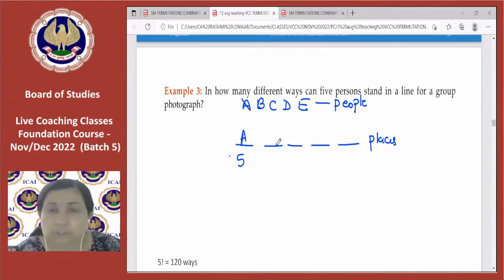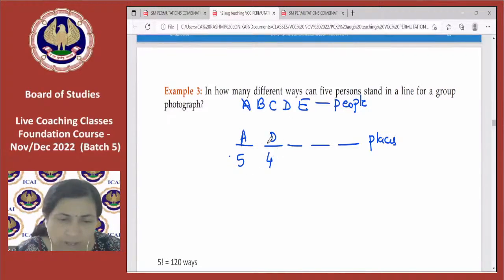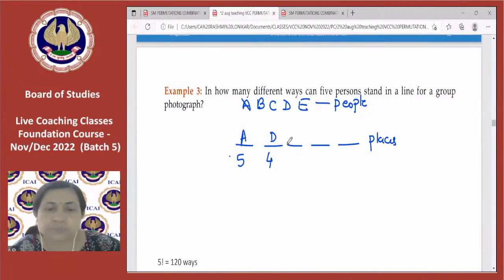What happens in position 2? How many people are remaining? 1, 2, 3, 4. Any of those 4 people can stand over here. Suppose I ask D to stand here. So 4 people can occupy position 2. What happens in position 3? Now D is also standing in one position. You have B, C, and E. So 3 people are available to stand in position 3.